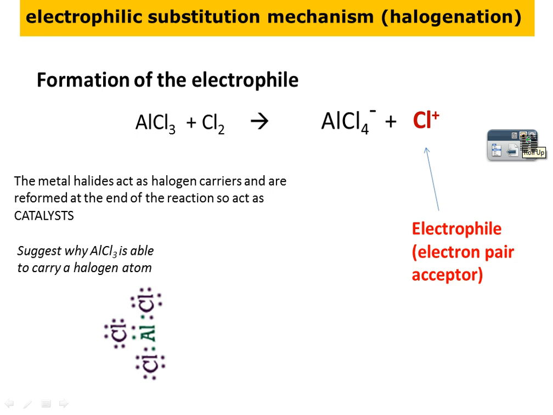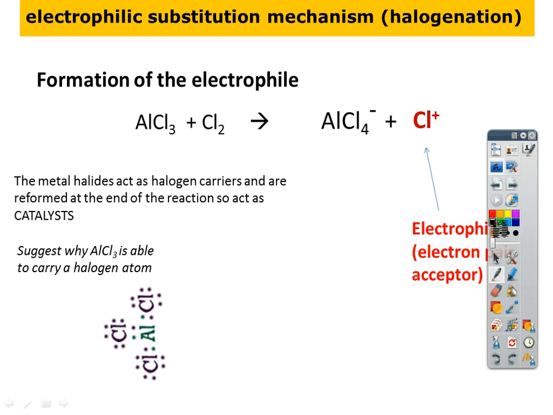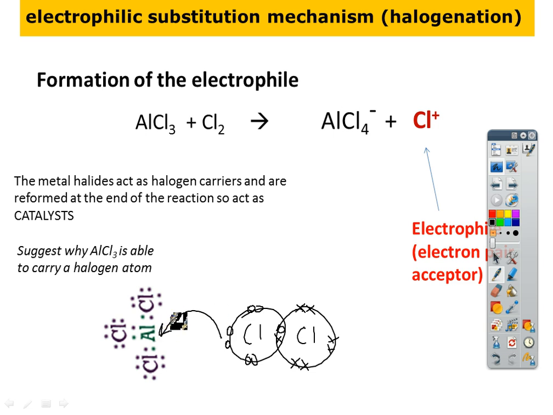The metal halides, as you can see there, are classed as halogen carriers. Okay, they're reformed at the end, so they're known as catalysts. So just a quick discussion about, well, why can aluminium chloride or FeCl3, why can they do that? If I do a quick dot and cross diagram, so there's the covalent bond between these two chlorine atoms, so we'll do the dots on the left and we'll do the crosses on the right. Now if you notice, the aluminium only has 2, 4, 6 electrons in this shell here, so effectively it can take another pair of electrons.